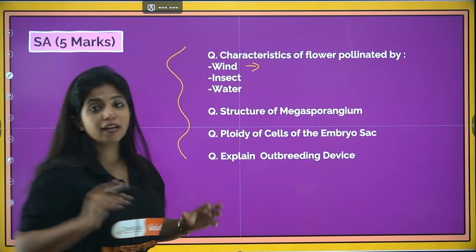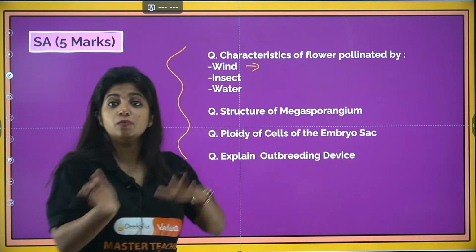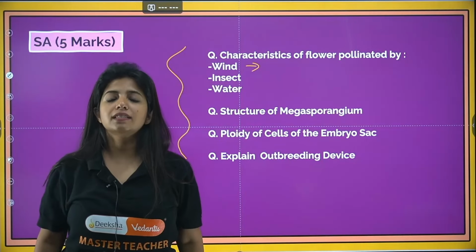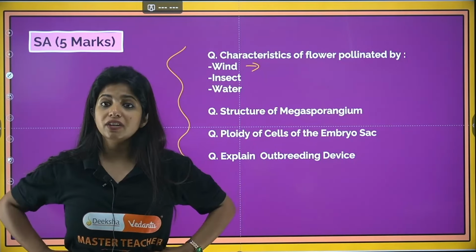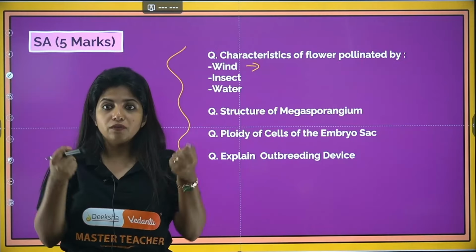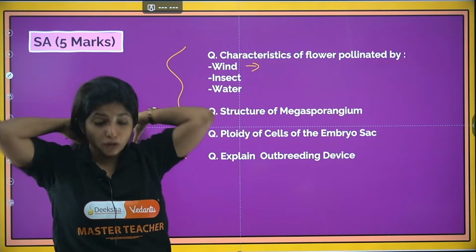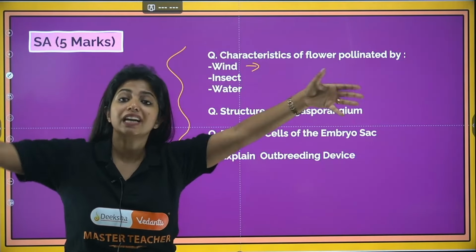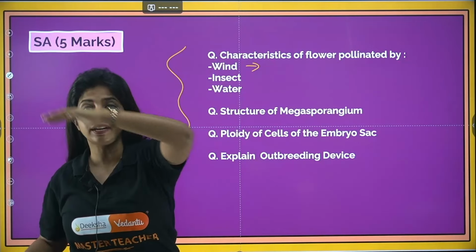So in wind pollination, the pollen grain should be light, non-sticky, and able to move around. The stamen should be high above. The stigma and style should be sticky in nature, because it wants everything to come close, and also feathery. You should rather say it's feathery, so that you can trap all the pollen grains that come through the wind.